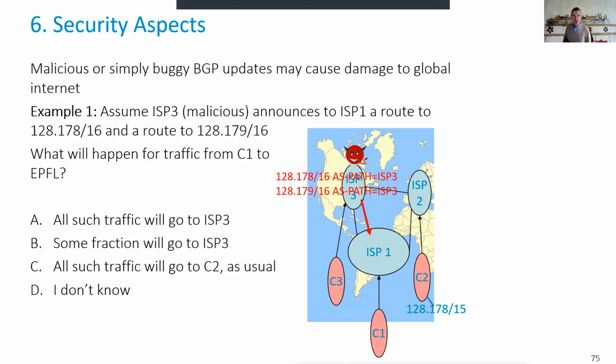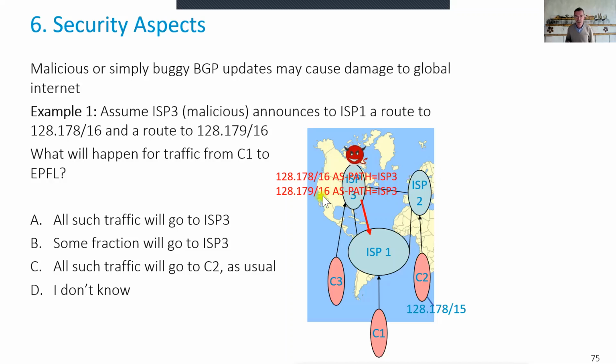A few words about security. In everything I've said, we trust the information we receive. So what happens if ISP3 in this example is malicious? The example I've shown is a simplified example of something that really happened. For example, not so long ago, ISP3 was in one country in Asia that did that kind of thing because they didn't like YouTube or some other services that had information that was not conformant to the ideology of the government of this country.